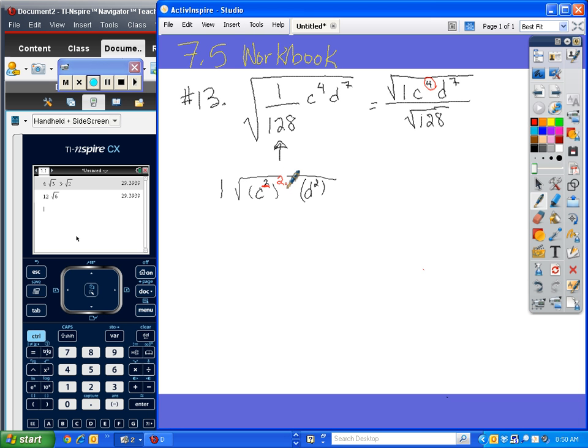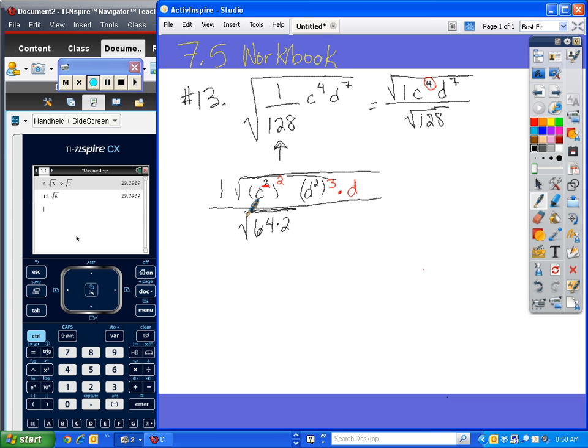And how many groups of D squared can I get out of D to the 7th? I can get out 3. And how many D's does that leave me? 1 more, so I'm going to write 1 more D. I can't do anything with it, and I'm just going to write it separate. So here's my numerator. I haven't done anything to it. I've just rewritten it. And 128, I need to think of factors that are perfect squares. 64 is, so 64 times what? 64 times 2.